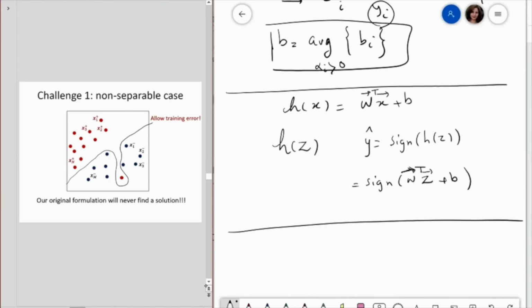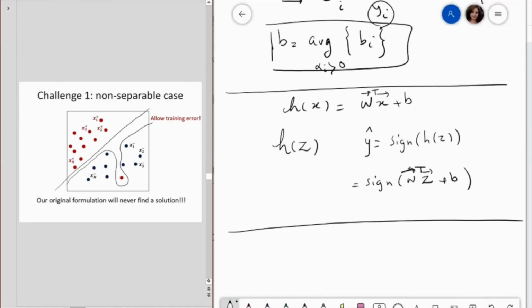Another option is that we can stick to a straight line still, so we can have a linear SVM, but we can allow a little bit of a training error. So we can say, okay, I'm fine if one of the data points is misclassified, but I want to keep my classifier simple. But if I had the original formulation in this case for the linear classifier, I could never find a solution.